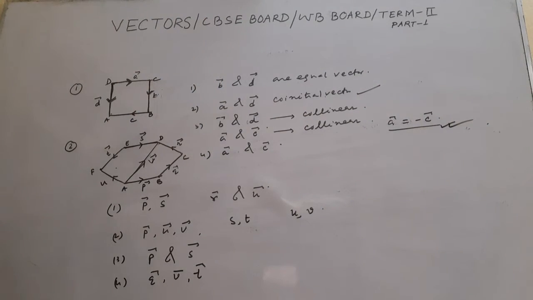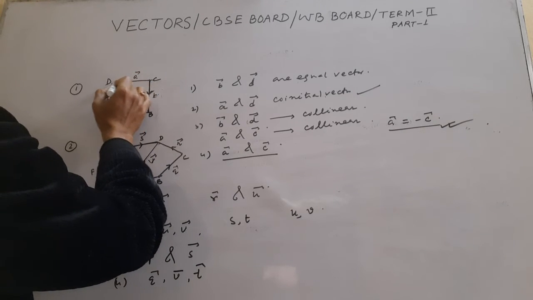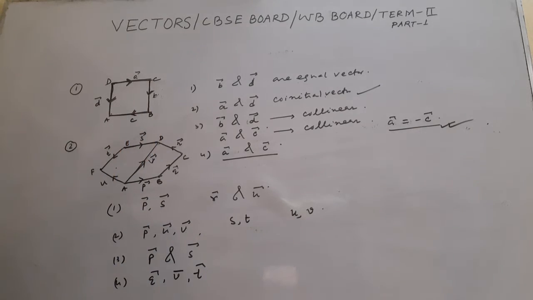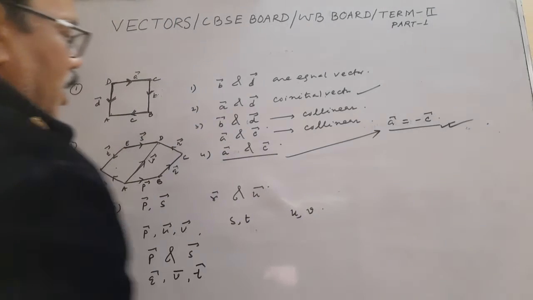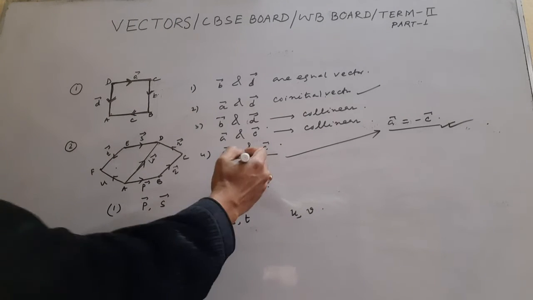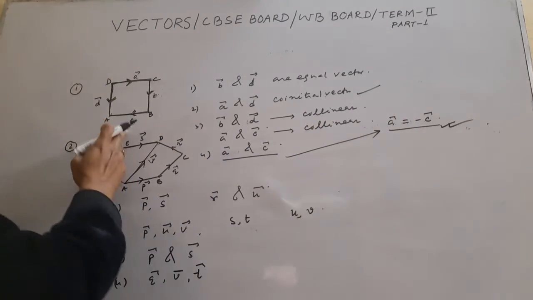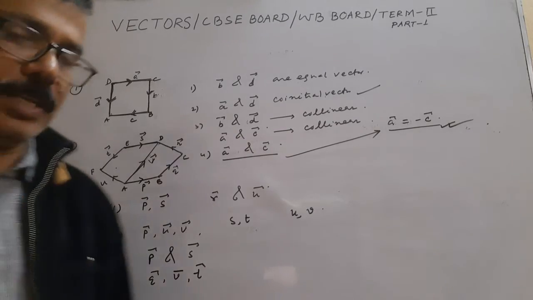Now what is the relation between A and C? Look, A, this one and this one. Same magnitude but opposite direction. So they are negative vectors. So they are also collinear, as well as A is the negative of C, or C is the negative of A.